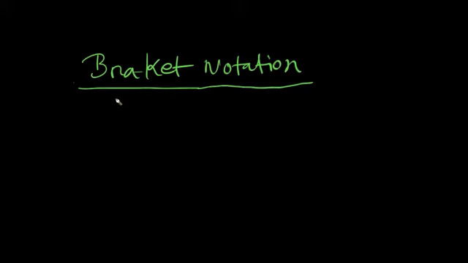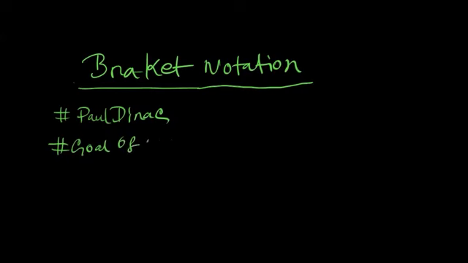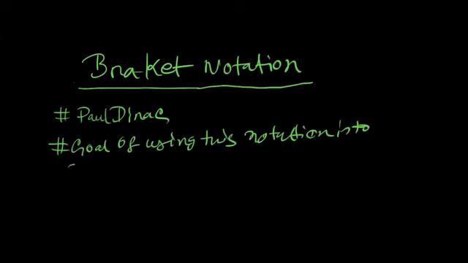We want to talk about something called bracket notation. In week 1 we learned how we can do matrix multiplication, matrix addition and all those things. Before we move on to the discussion on vector spaces, we want to take a brief look at the bracket notation. This notation was introduced by Paul Dirac, a famous physicist, and the goal of using this notation is to make our life easier.